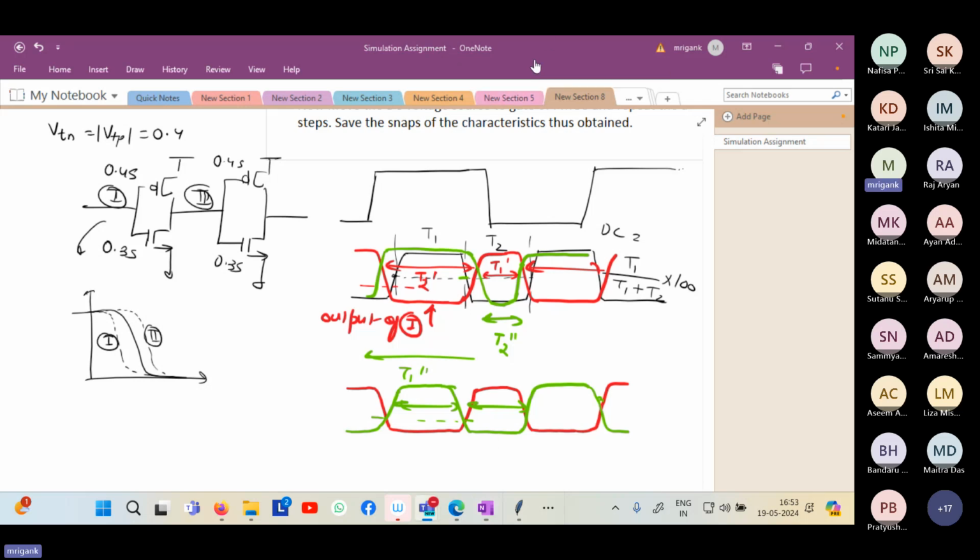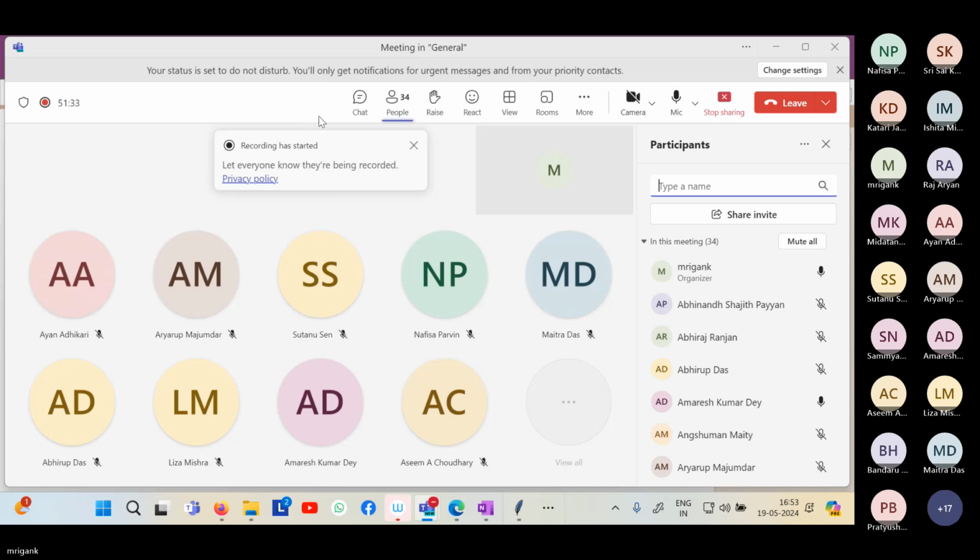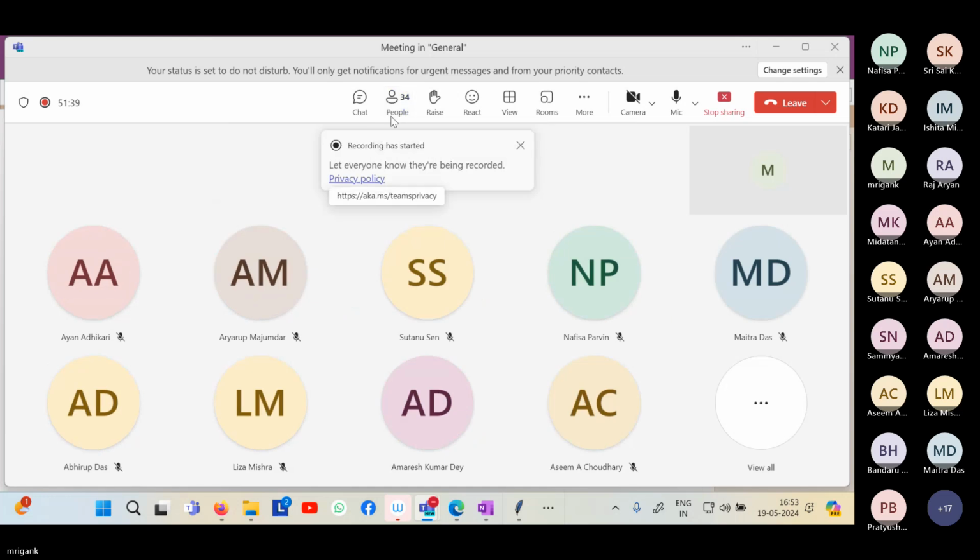So today fewer people have joined, 34, the rest are celebrating Sunday. Anyway, any question before we proceed towards the next topic?